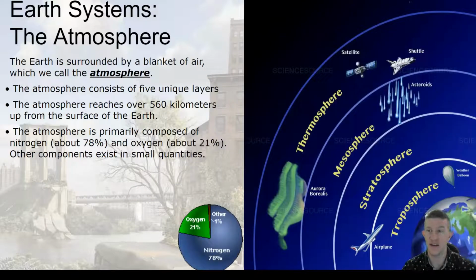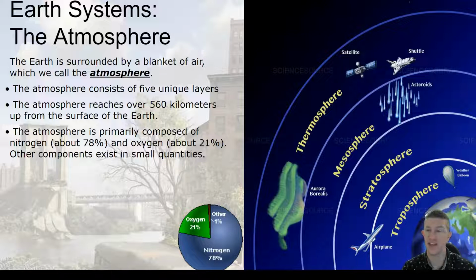The atmosphere is made up of all of the air surrounding Earth. So this consists of 5 unique layers, and the atmosphere reaches up to 560 kilometers above the surface of the Earth. It's primarily made up of nitrogen, 78% nitrogen, and nitrogen is what we call an inert gas, so it doesn't react with anything, doesn't really do a great deal.